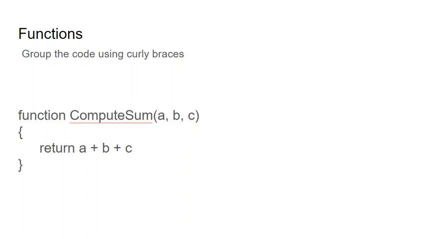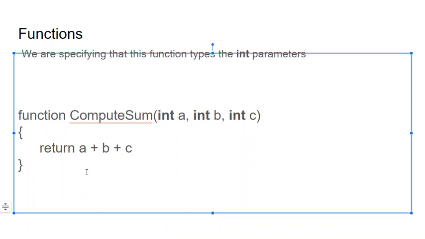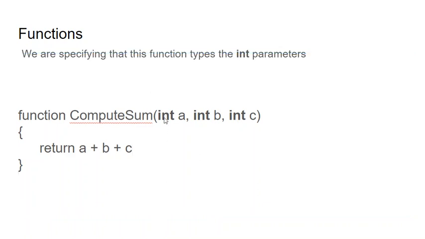Well, we need our data types. So in this line right here, let's get rid of our semicolon. We'll add that later. What we've done is we have put the word int before each one of our parameters. This means that A is an integer, B is an integer, and C is an integer. So we have now created a function called compute sum that takes 3 integer parameters.